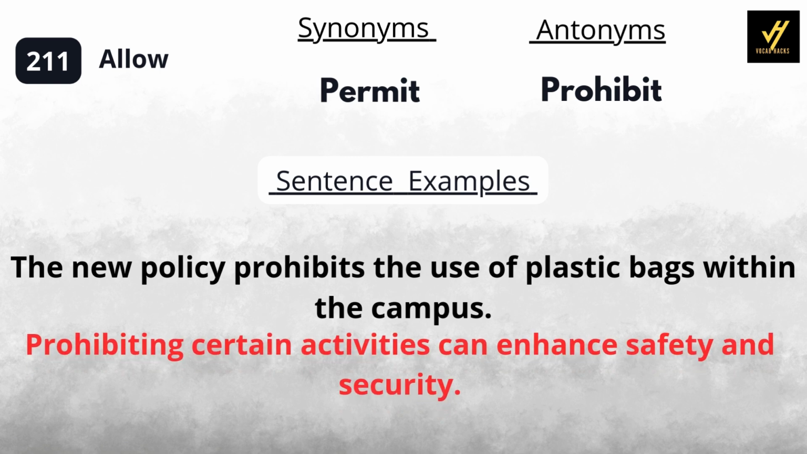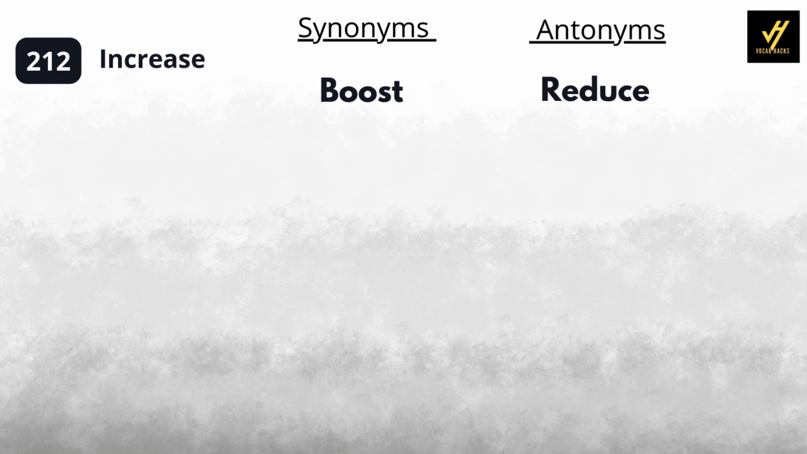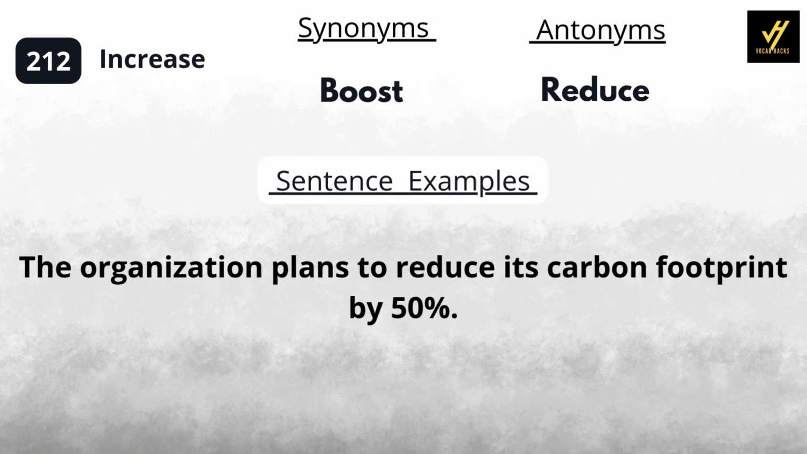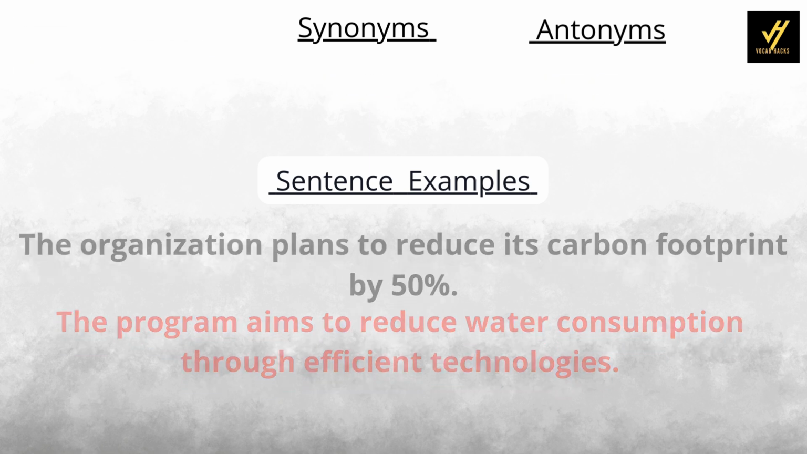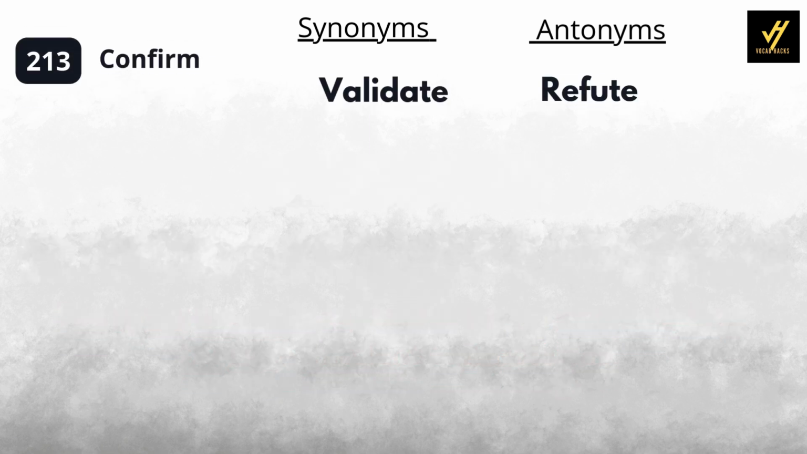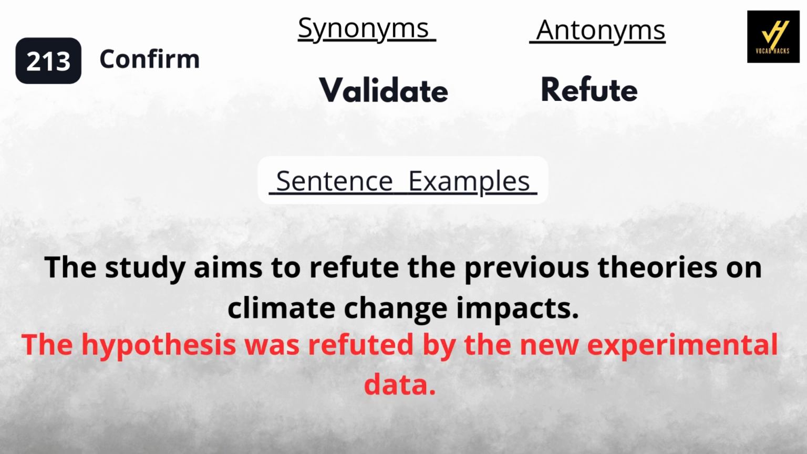Prohibiting certain activities can enhance safety and security. Increase, boost, reduce. The organization plans to reduce its carbon footprint by 50%. The program aims to reduce water consumption through efficient technologies. Confirm, validate, refute. The study aims to refute the previous theories on climate change impacts.